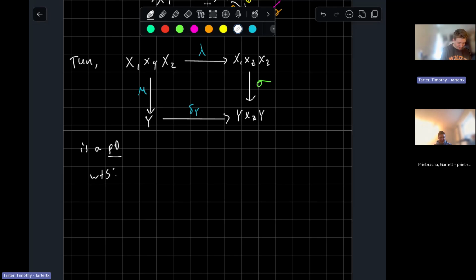Okay, so what do we want to show? We want to show that x1 fibered products through y x2 is the same set as the fibered product y through the diagonal morphism with x1 fibered products through z x2.